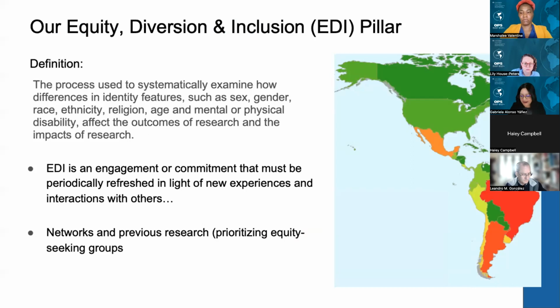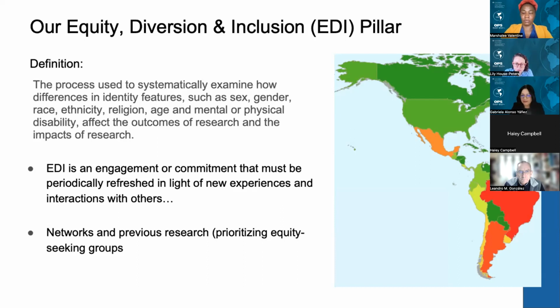And this as a pillar, I think this is part of the co-production process in a team. So when we decide to do a TD work, or each of you in your teams, when you're developing a project, you need to have an open dialogue about what equity means for all of you, as well as diversity and inclusion. And so the definition that we suggest and that we use is that it's a process used to systematically examine how differences in sex, gender, race, ethnicity intersect to create the identity of a person.